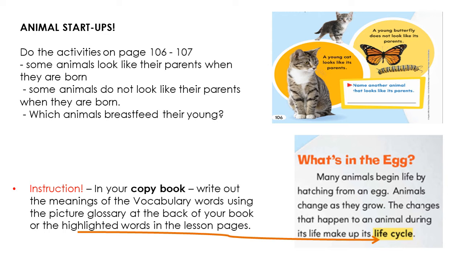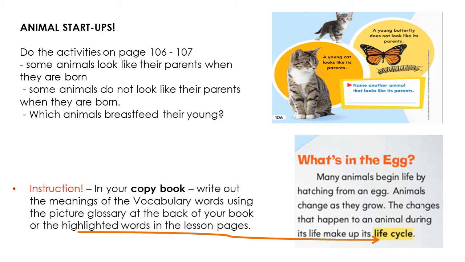And you'll find the activities in your book on page 106. We have there the example of a young cat that looks like its parents, and we have a butterfly that does not look like its parents. Well, it's a young butterfly. In this case, I wonder if you know what we call a young butterfly at this point, but we'll get to that in a while.